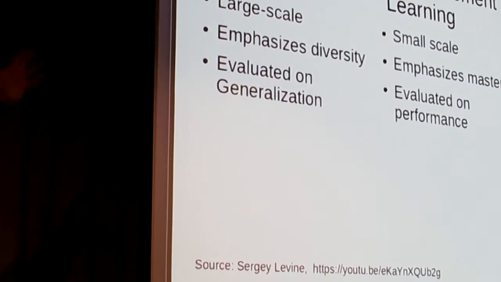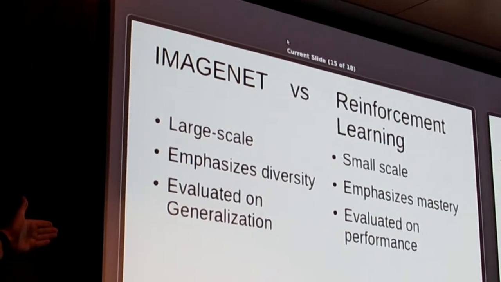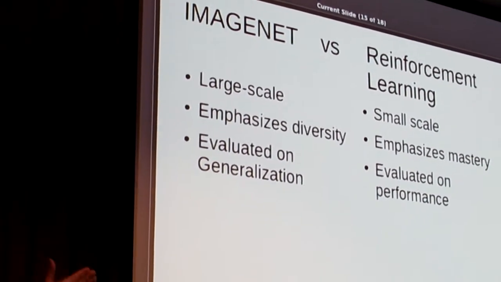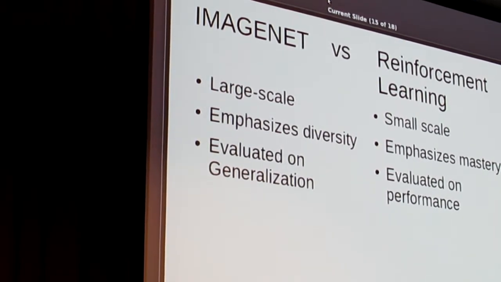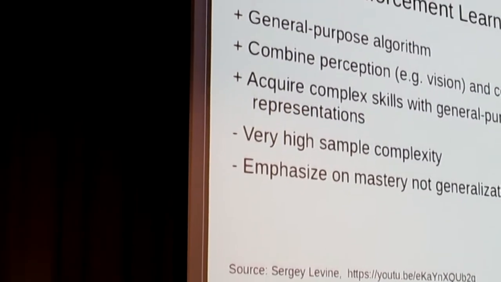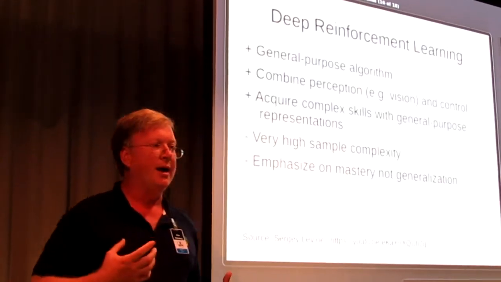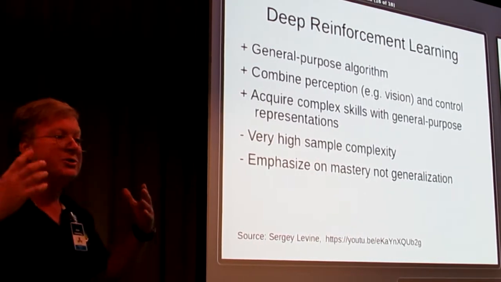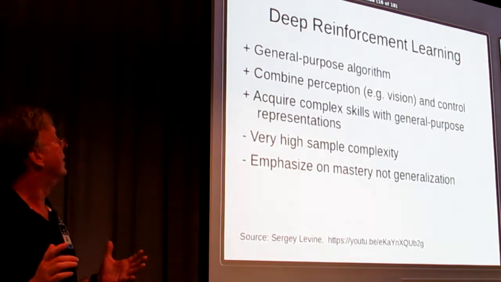So ImageNet and those convolutional neural nets are large scale, emphasize diversity, and are evaluated on generalization. What we care about in robotics is reinforcement learning, which is typically small scale, emphasizes mastery and getting it just right, and is evaluated on performance. Now, the key thing about deep reinforcement learning, which is really cool, is that it's general purpose. You don't do all that manual programming that I talked about. It's a big neural net and you train it.